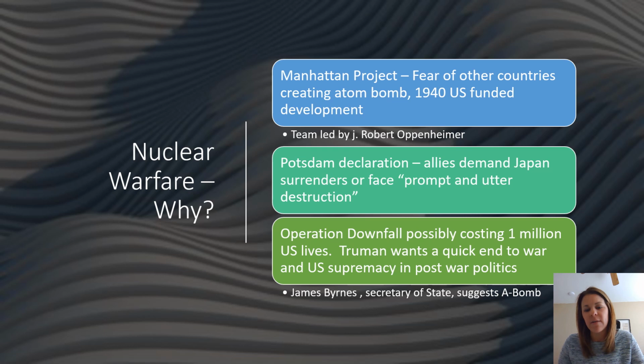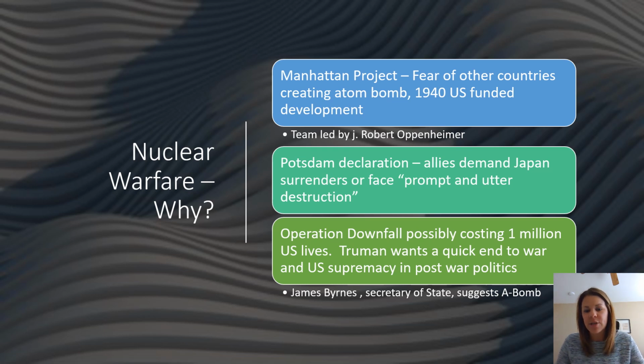This is not an unfounded fear, as it is discovered very quickly under Hitler's Germany that he is trying to create nuclear capacity, and he does want to create some sort of a nuclear weapon. He is not able to do so, thank goodness, because it is pretty terrifying to think what he would have done had he been able to achieve that level of technology. In 1940, the U.S. funds the development by a team led by Robert Oppenheimer.